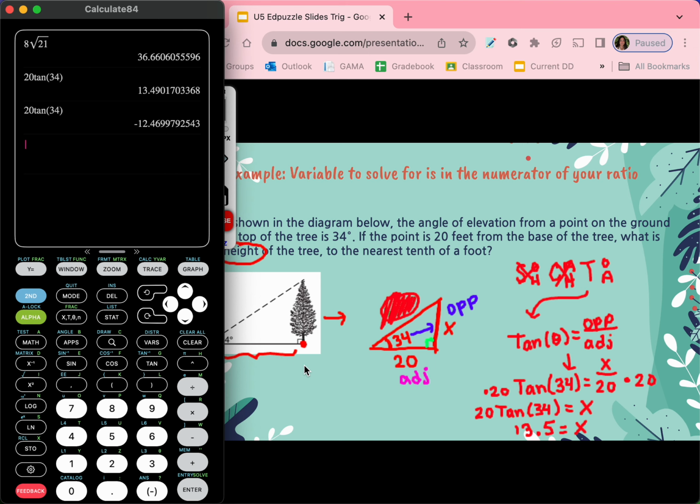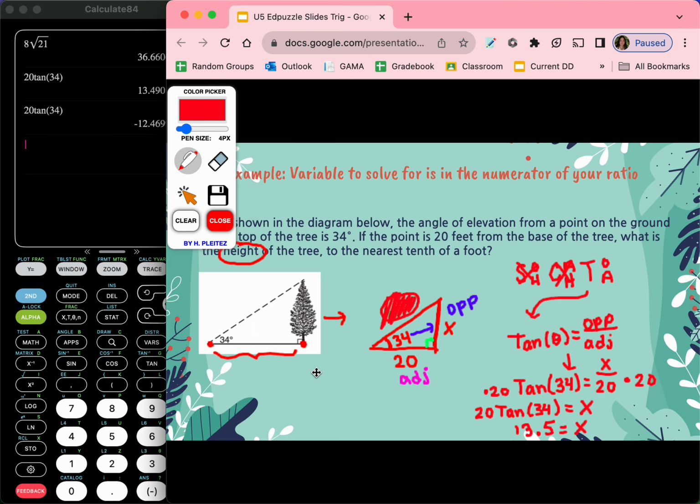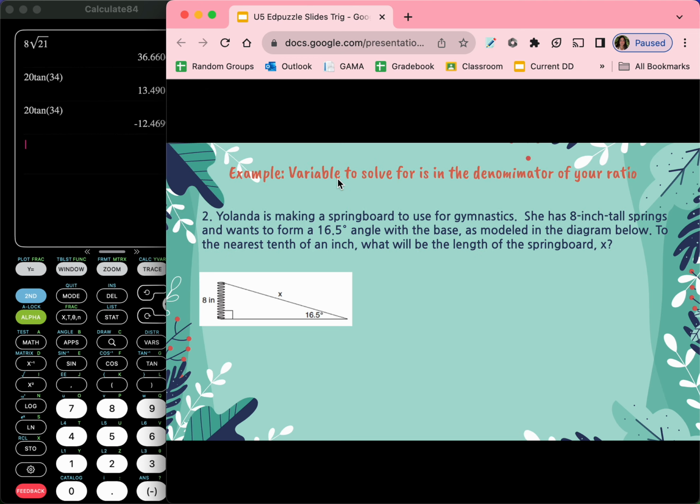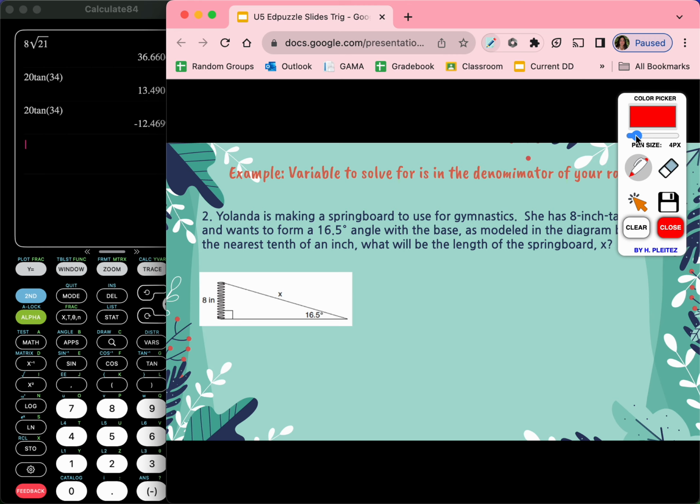All right, so in this example, what we've seen is that the x, our missing value, was in the numerator of our ratio, right? And in this case, we just multiplied by our denominator, and then we were able to go to our calculator. In this next example, we're going to have this variable in the denominator of our ratio, so that the process changes just a little bit here. But let's follow our checklist. So our calculator, we know it's in degree mode.